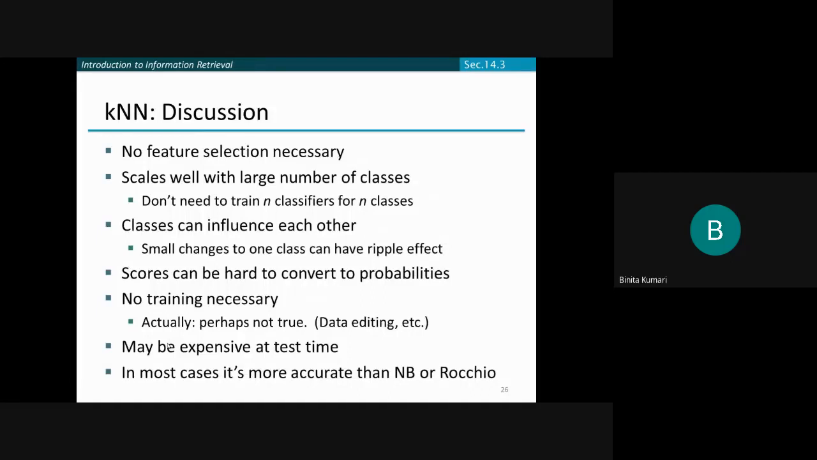Now these are some of the properties of KNN. Usually in text classification, before applying any classification or clustering algorithm, we have to go through some pre-processing steps. Among those is feature selection. For KNN, feature selection is not necessary. It also scales well with even a large number of classes. So even if the number of classes is large, KNN can still be used effectively.